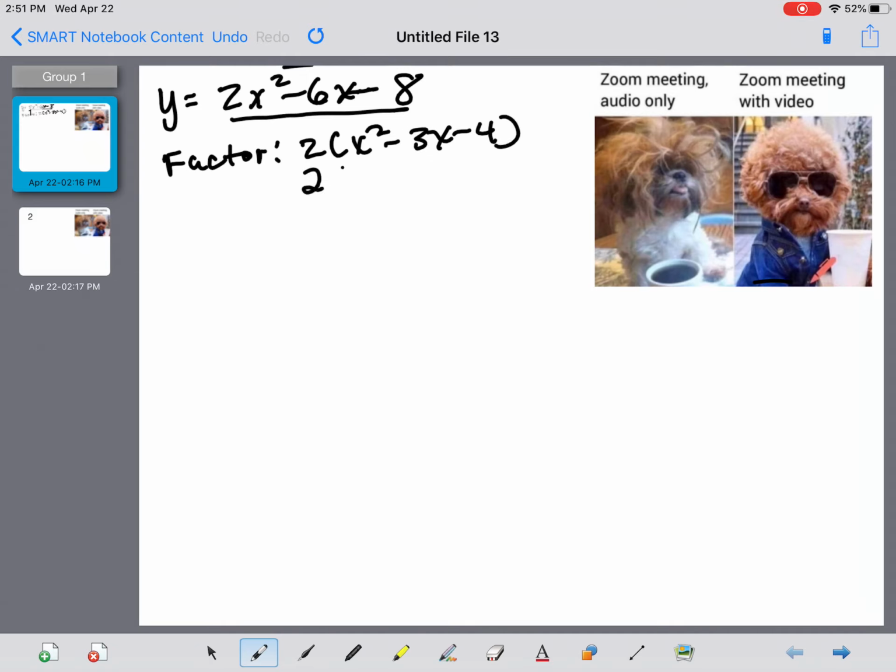Then I'm going to keep factoring because I can factor some more. And I factored this one to x minus 4, x plus 1. Then you set all of your factors. You can have however many. This one has 1, 2, 3 factors. You set your factors equal to 0.